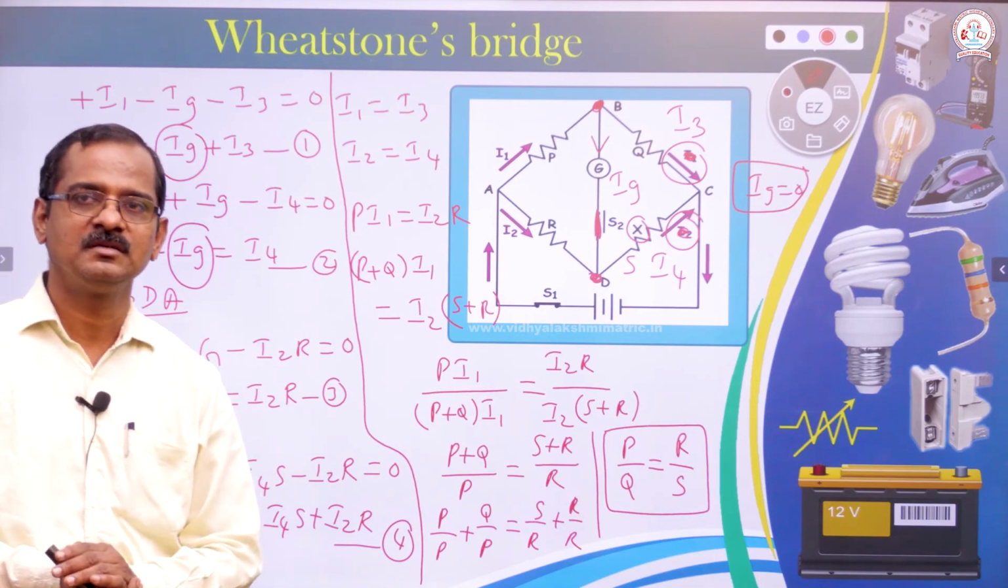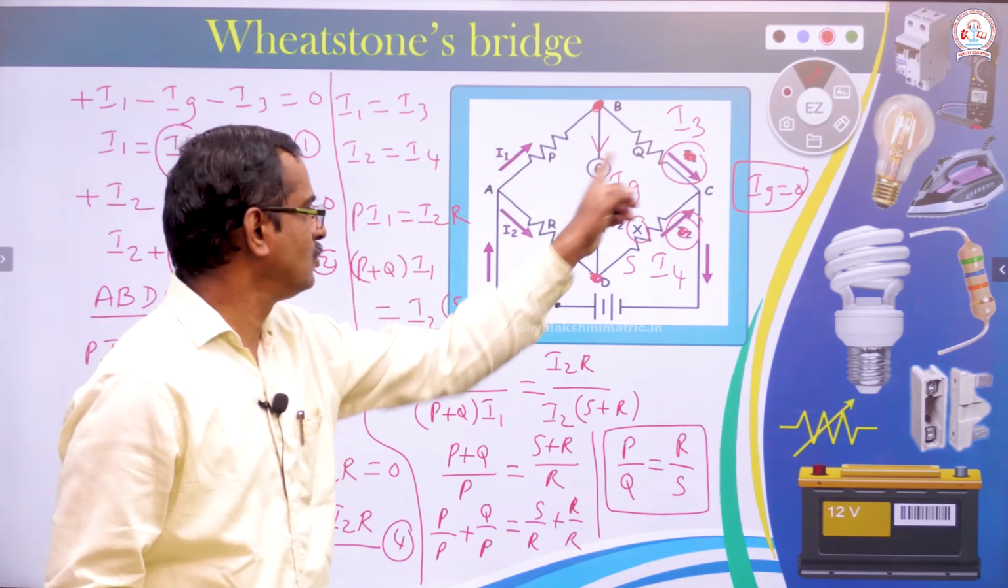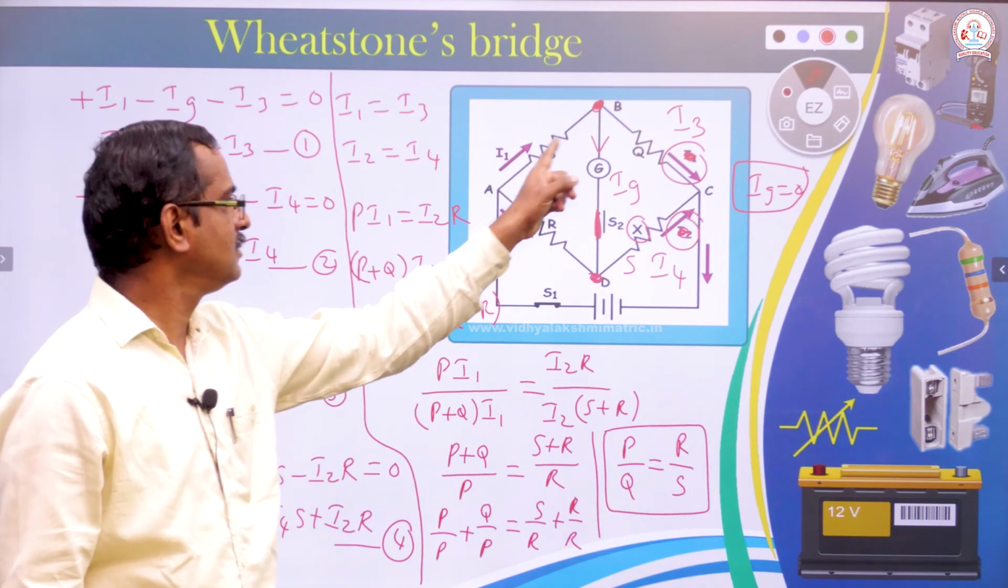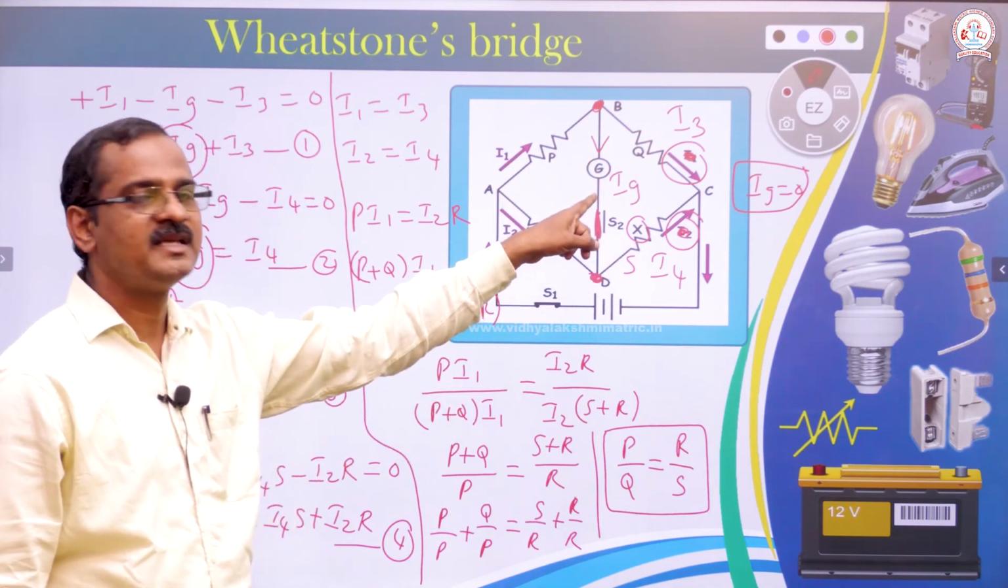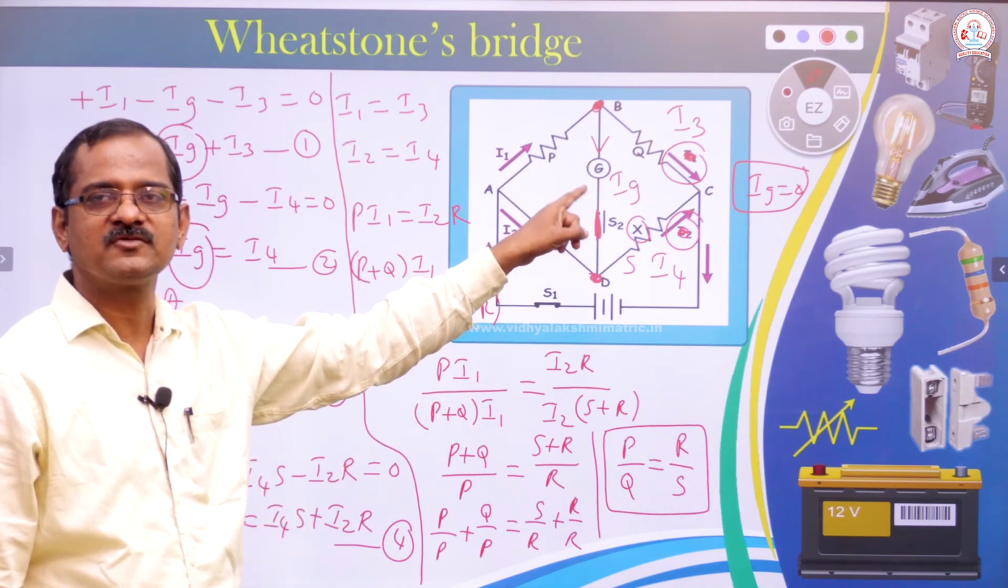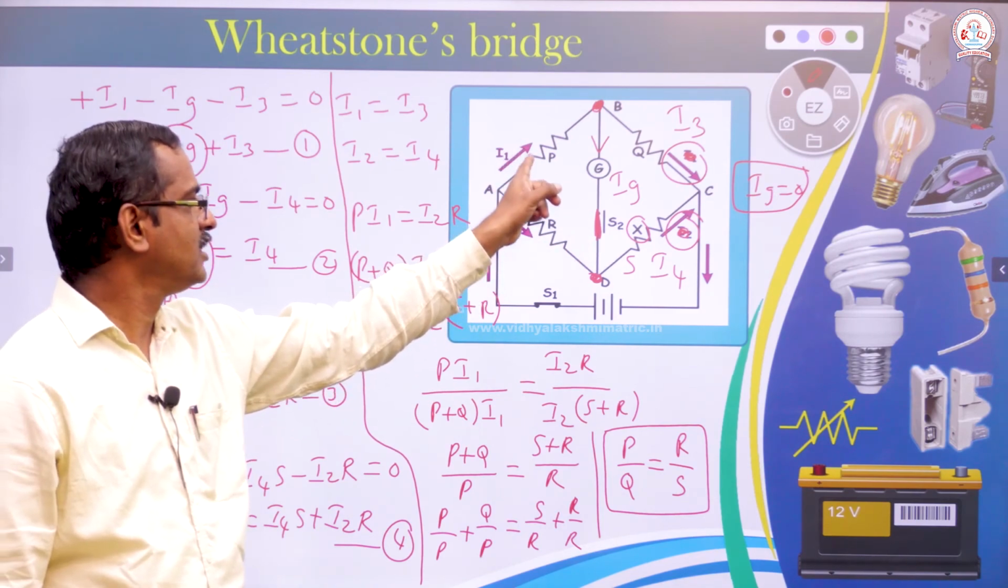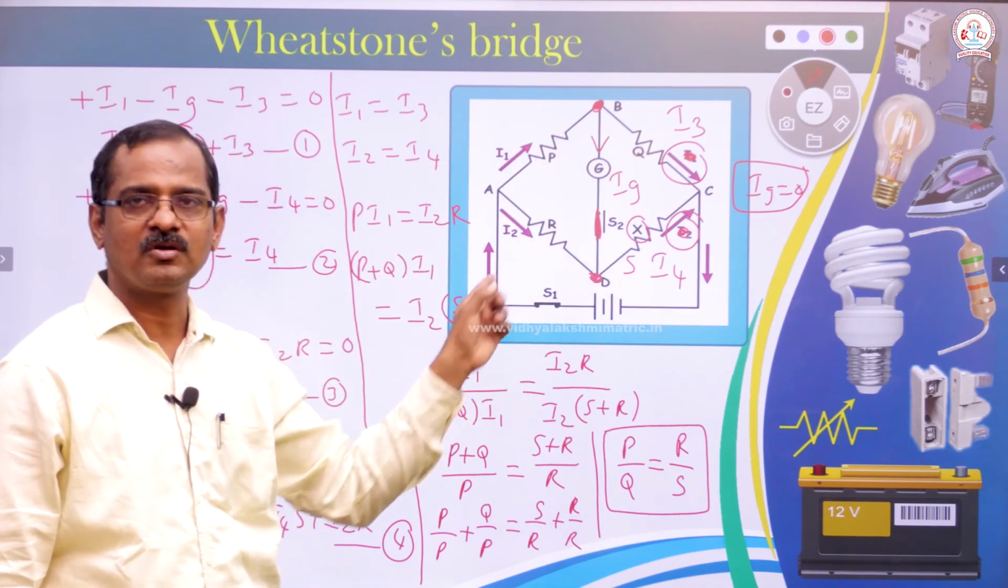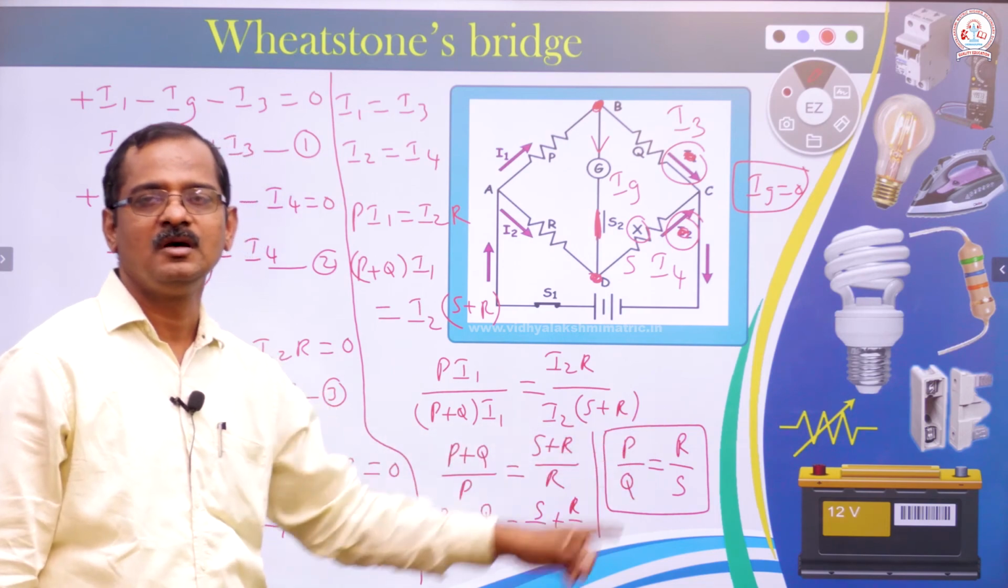In the Wheatstone bridge, P, Q, R, S. When Ig equals 0, when no current is flowing through the galvanometer, P by Q equals R by S. That you have to keep in mind. P by Q equals R by S.